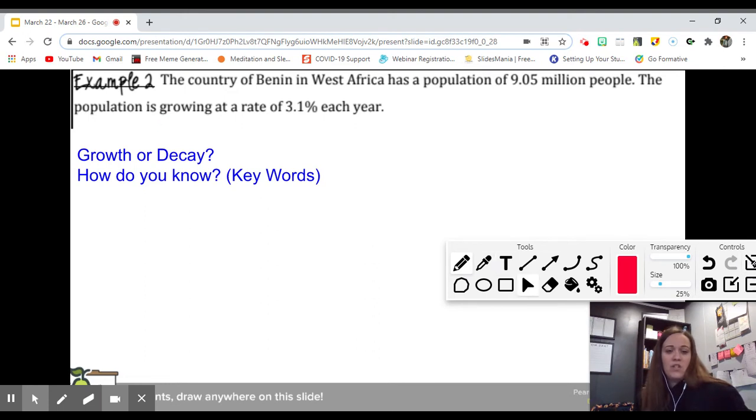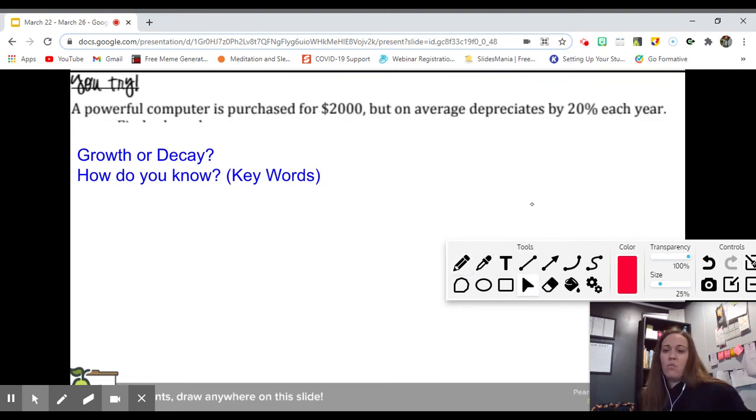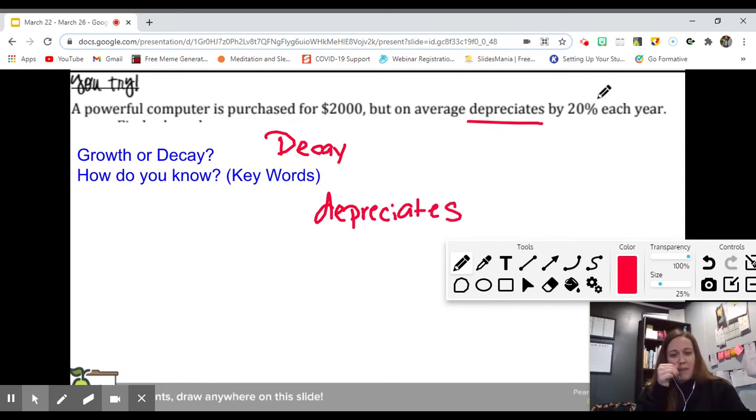Okay. Moving on to our last brief example of what type this is. A powerful computer is purchased for $2,000, but on an average, it depreciates by 20% each year. So depreciates is a keyword for a decay, or it's going to decline. It's declining, decreasing its value. It's depreciating. So if something depreciates, it's losing its value, and it's losing that by 20% each year. And again, we're going to really dive into what that looks like as we set up our equations, a little bit in today's lesson, but definitely in the next lesson that you guys will be completing.